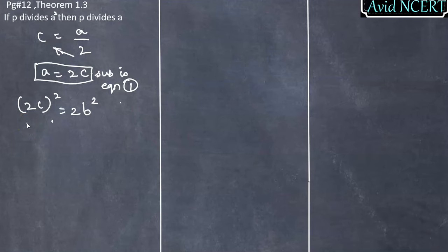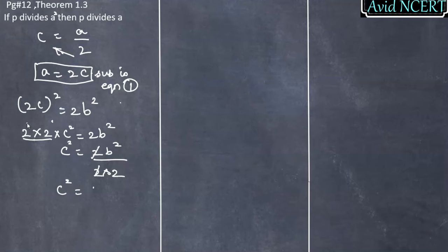2 square is 4. You can either write it directly like that, or write 2 into 2, which is 2 square, and c square equals 2b square. So from this we know that c square equals 2b square divided by 2 into 2. So 2 cancels, which means c square equals b square by 2.